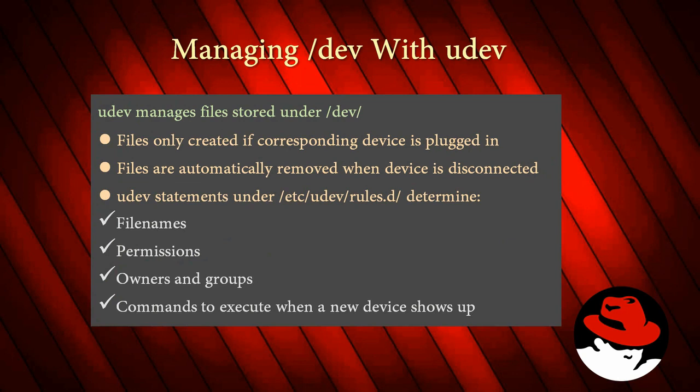Suppose you want to configure the pen drive, you first need to mount the pen drive. Then you can configure the files for the pen drive if the corresponding device is plugged in. Similarly for SATA, hard disk and other devices. The files are automatically removed when the device is disconnected. udev statements are under the rules.d in the udev directory in /etc, which determines file names, permissions, owners, and groups. It also determines the command to execute when a new device shows up.